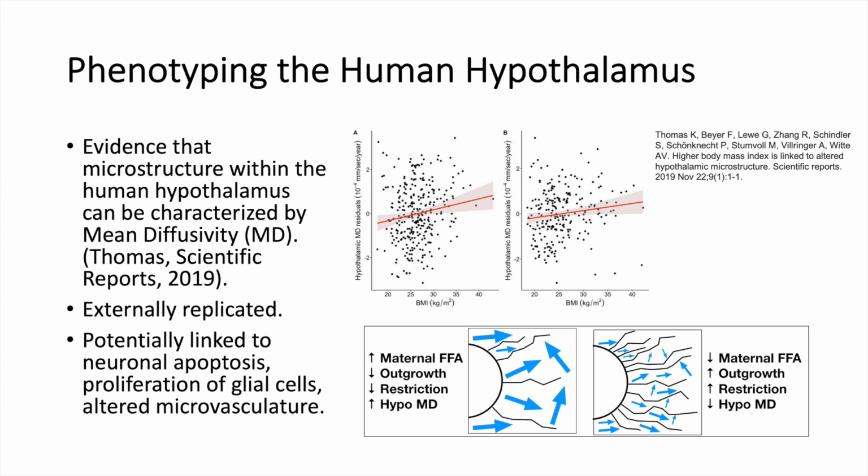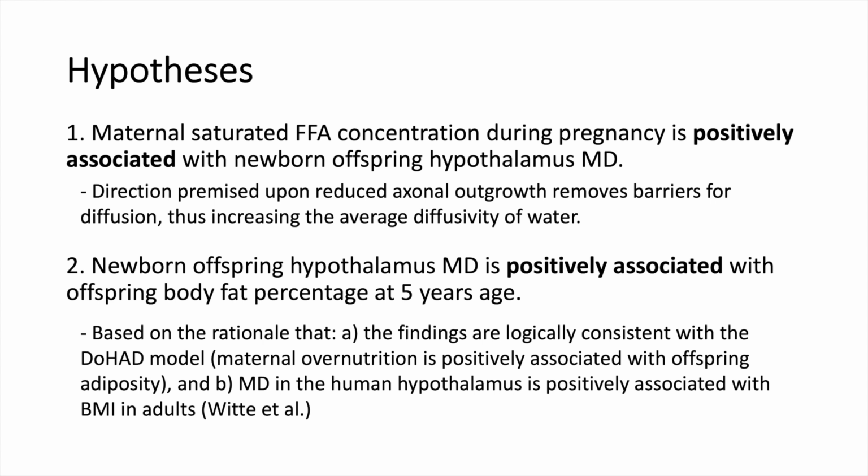Critically, recent evidence suggests that the human hypothalamus can be differentially phenotyped in the context of obesity using diffusion-weighted MR imaging. In this study by Vette et al., they report an externally replicated positive association between BMI and mean diffusivity within the hypothalamus. In the context of the current hypothesis that maternal FFA concentration would blunt axonal outgrowth and thus lower the barrier for the unrestricted diffusion of water, as depicted in the following cartoon, this phenotype would present as a positive association between maternal FFA concentration and mean diffusivity.